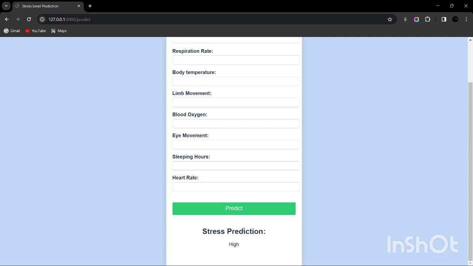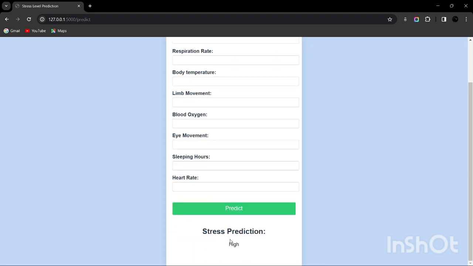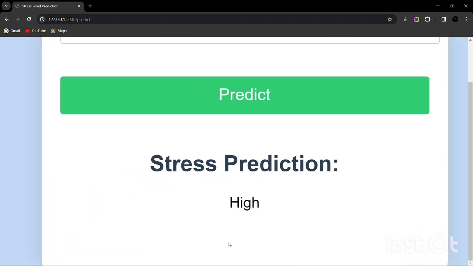The stress prediction shows as high. This indicates a high stress level prediction during sleep. All the data from here we get into the project. So this is the high stress prediction for the data entered in this interface.